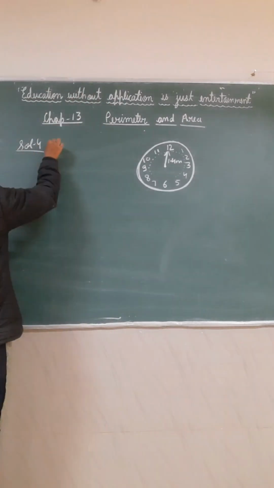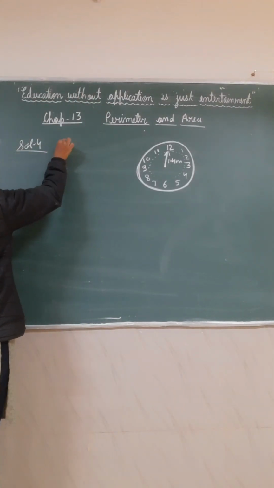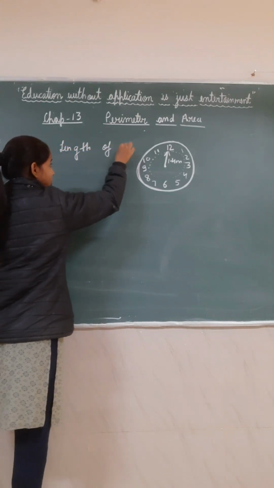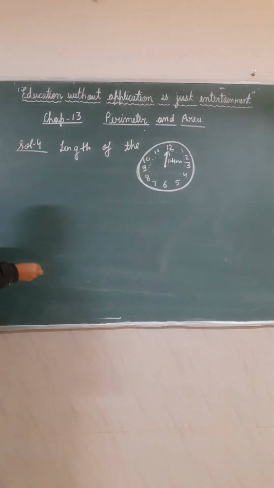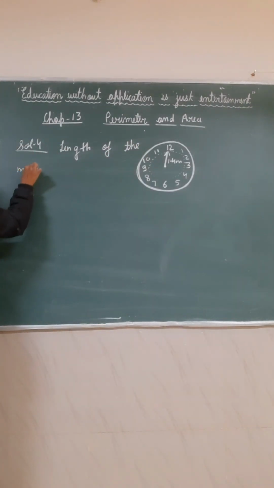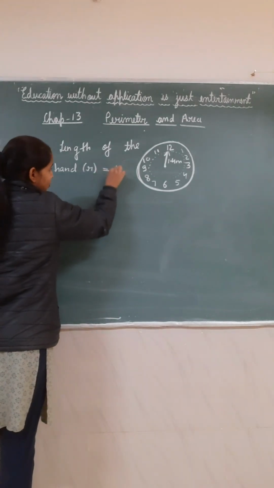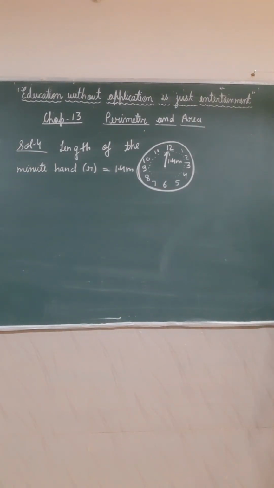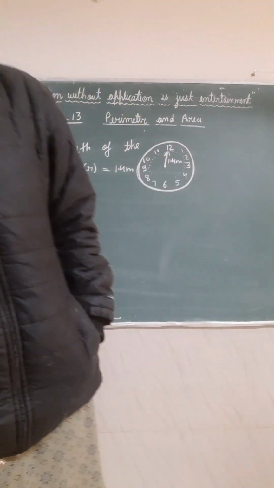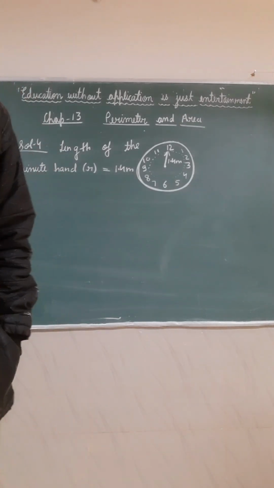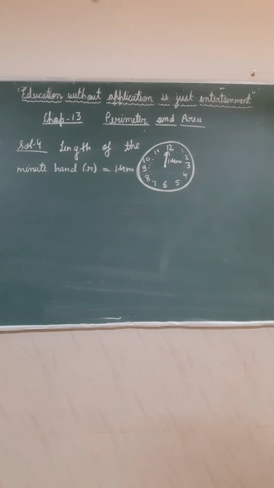Okay? So right here, solution: length of the minute hand, and in the bracket you can write radius. Radius is 1.4 meter. And now the question is, how far does the tip of the hand move in 1 hour? So distance covered by the tip of the hand in 1 hour.